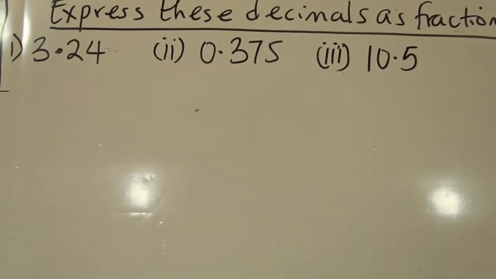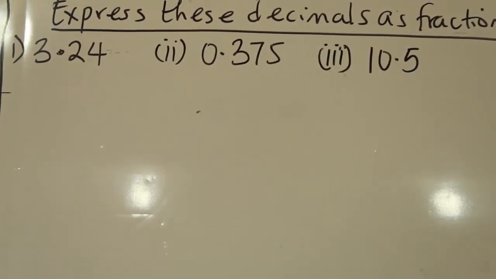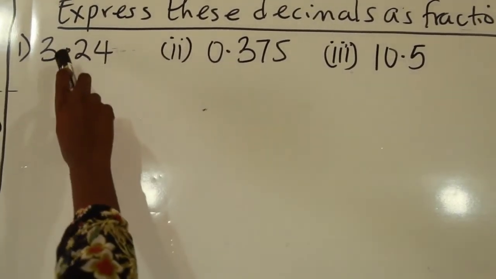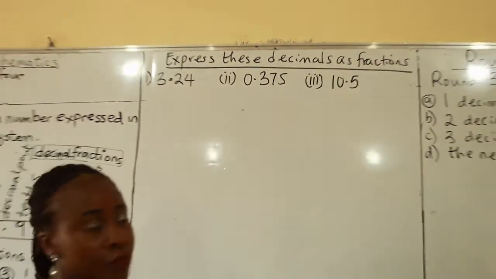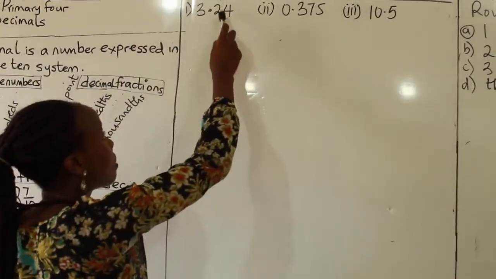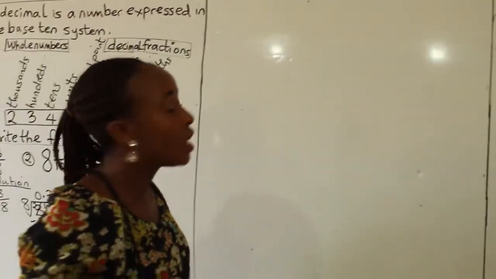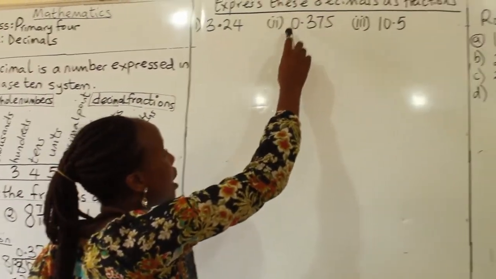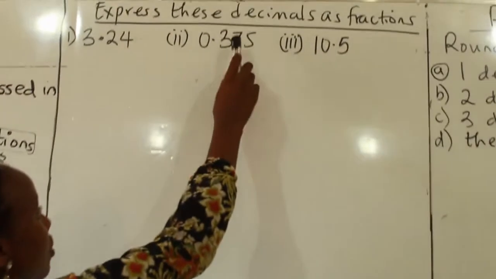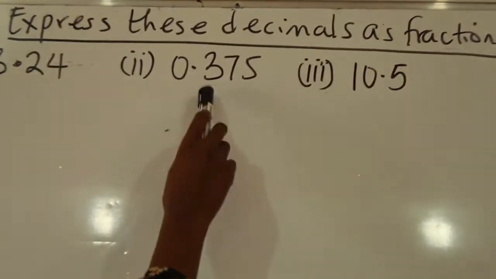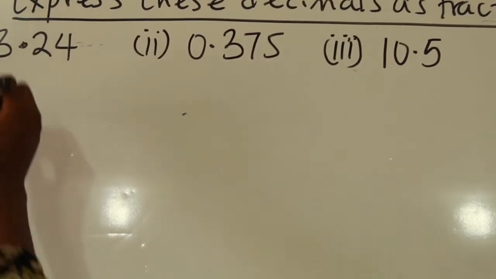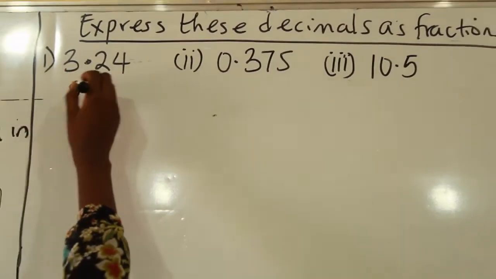It is not right to say 3.24 as "three point twenty-four". This is because the 2 and the 4 immediately after the decimal point are less than 1. So we say it correctly as "three point two four". Another example is 0.375, which we say as "zero point three seven five".